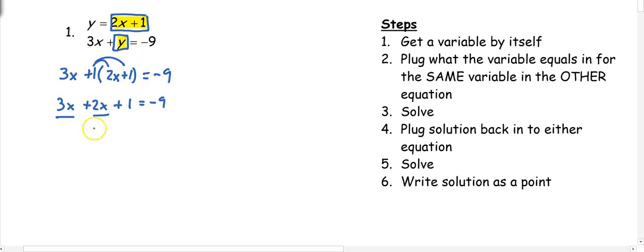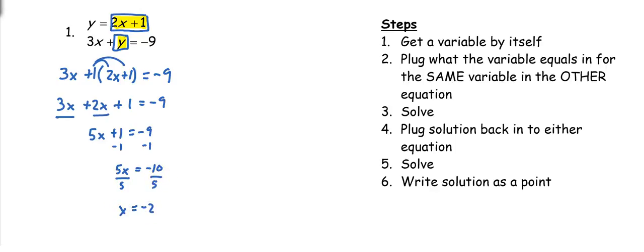I can combine my x terms, so I get 5x plus 1 equals negative 9. I can subtract 1 from both sides. 5x equals negative 10. We can divide by 5 on both sides, so x equals negative 2.